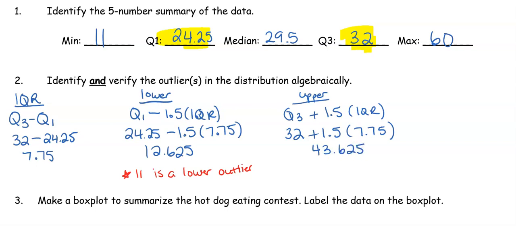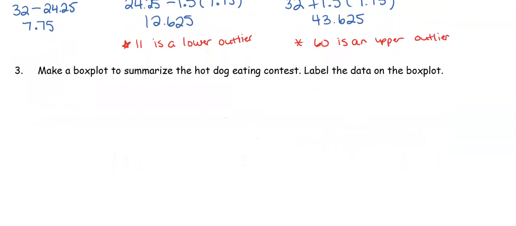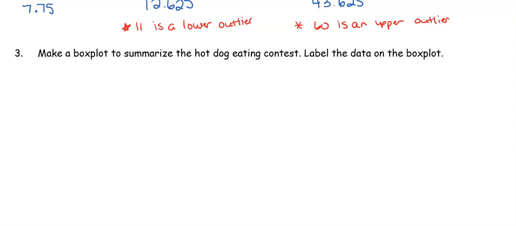We look at all of our data sets, and we do have a number that is higher than 43.625. That means that 60 is an upper outlier. And remember, when we go to make our box plot, our outliers are stars on our graph. So if we go to make our box plot, the smallest value was 10 or 11. So let's start our labeling at 10, and we are going all the way up to 60.